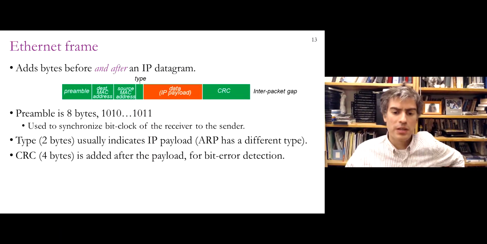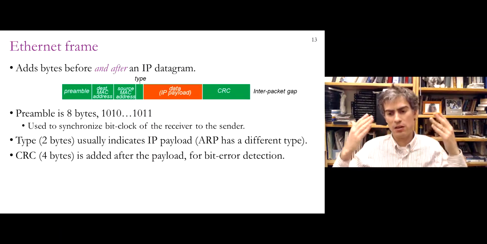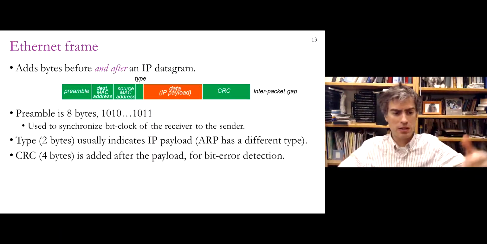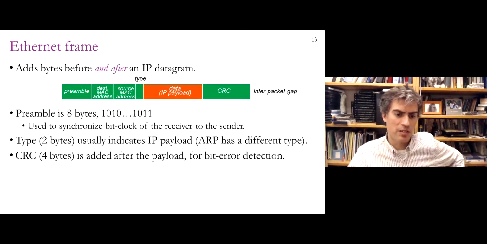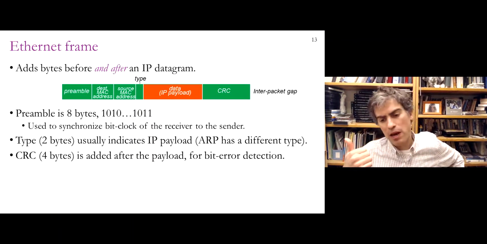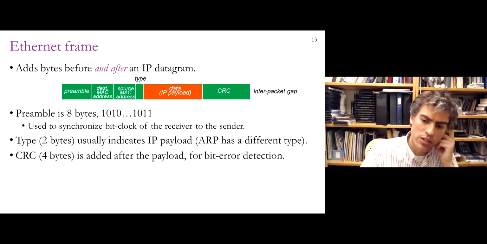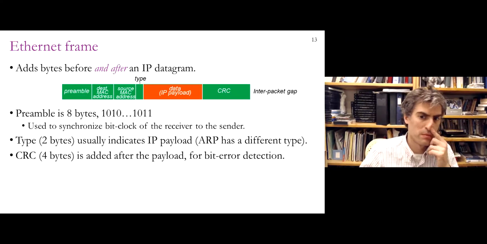This is used to synchronize the bit clock of the receiver and sender, so the receiver and sender can tell exactly when to expect bits to get their timing synchronized. And then we have the source and destination MAC address. Like I said, after that there's a type, which indicates the type of what's inside. It's just 2 bytes, which indicates whether it's an IP packet or an ARP packet. We'll talk about that in a second. And then at the very end, there's a CRC, which is that bit error detection mechanism that we talked about. Okay.